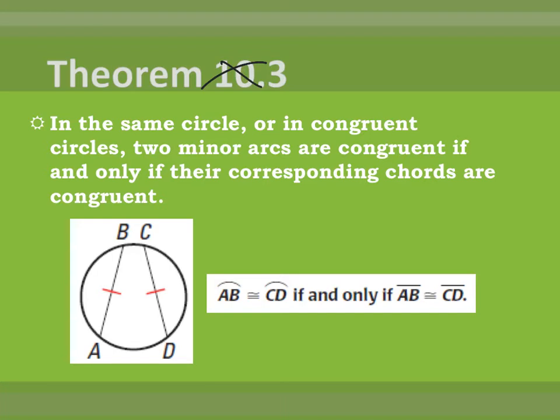In the same circle or in congruent circles, two minor arcs are congruent if and only if, so we could reverse this, their corresponding chords are congruent. Basically what this is saying is if you have congruent arcs, then the chords are congruent. You can also reverse this and say that if you have congruent chords, then the arc measures are congruent. So this is either in the same circle or congruent circles in order for this to work.